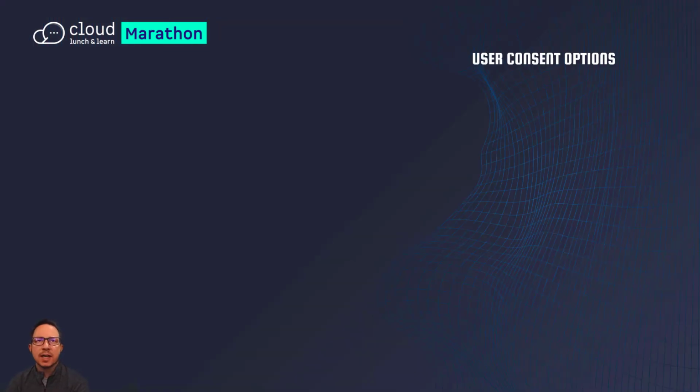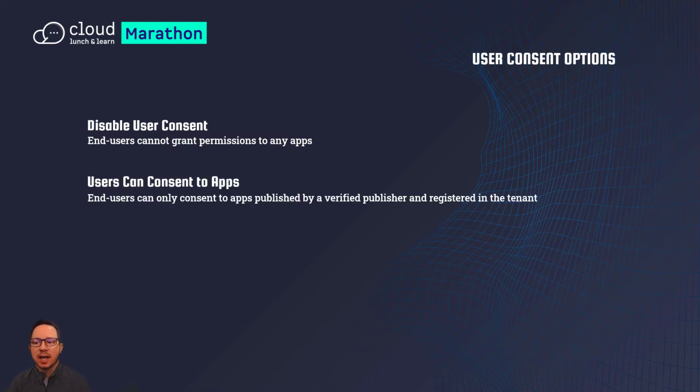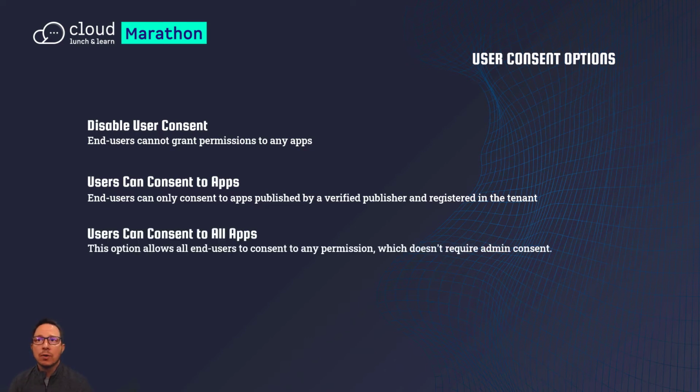So what are the user consent options then? Well, first off, we can disable user consent, which means end users cannot grant permissions to any applications for themselves. The next one would be users can consent to apps, but we can at least limit it to either published, a verified one. So maybe you just want to trust the Microsoft applications and say, you can add Planner or you can add Whiteboard or something else. Or we can leave it as the default, which is users can consent to all applications, which I would highly recommend against, just purely based on how it kind of works.